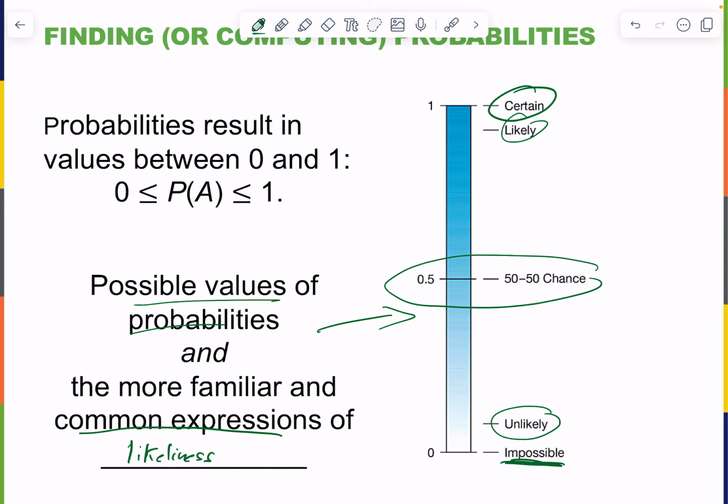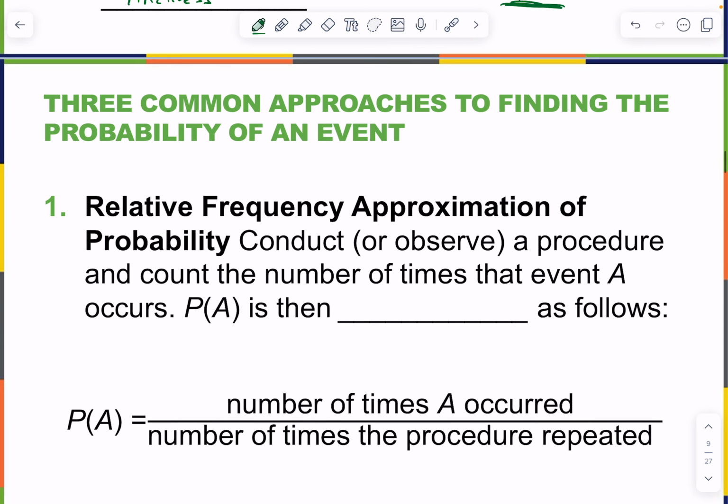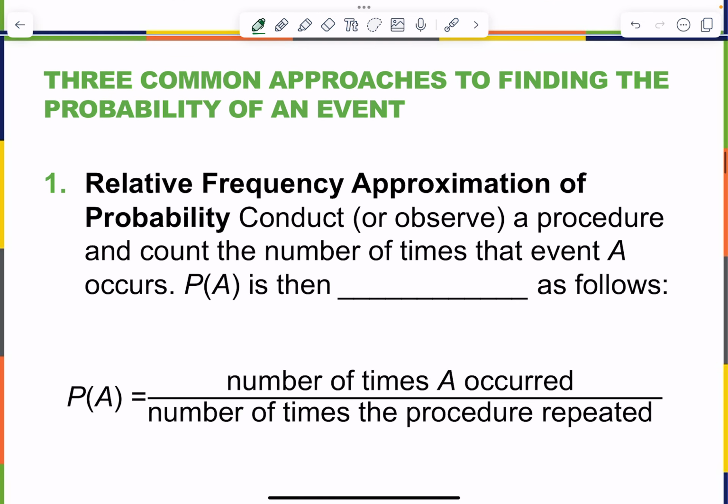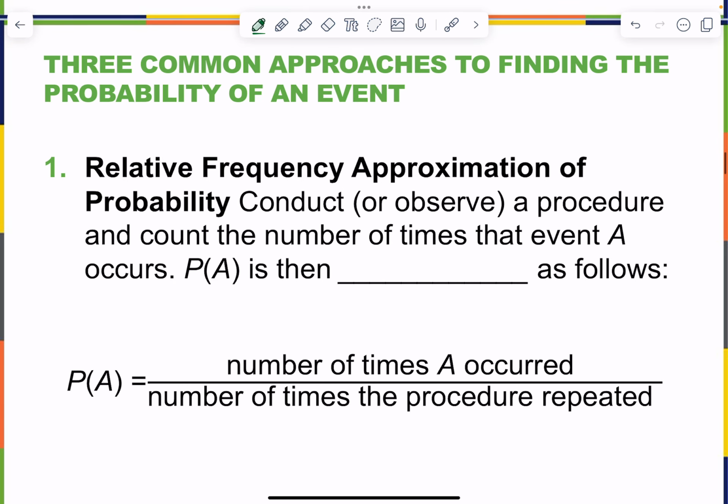Common expressions of likeliness. Okay, now there's basically 3 approaches to finding probabilities of an event. So first one is this relative frequency approximation of probability. So a relative frequency approximation. This is also sometimes referred to as an empirical probability. Let's see. A procedure and count. So conduct or observe a procedure and count the number of times that event A occurs.